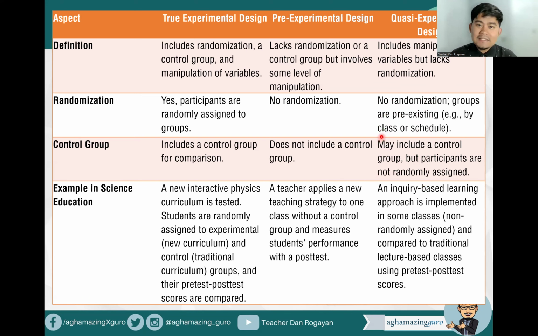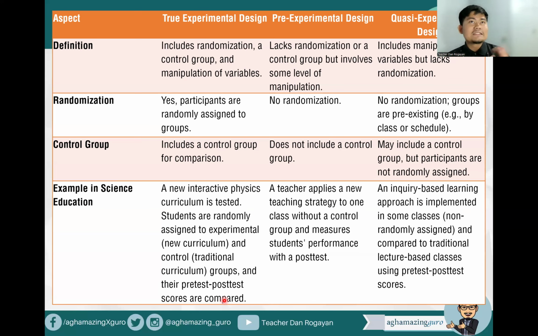So, for example, in science education, say you're doing a true experimental design. A new interactive physics curriculum is tested. Students are randomly assigned to experimental, the new curriculum, and control, the traditional curriculum, groups, and their pretest and post-test scores are compared. So we have here two groups, the experimental and the control. And then we will compare pre and post, if there's a difference between pre and post in the experimental and pre and post in the control.